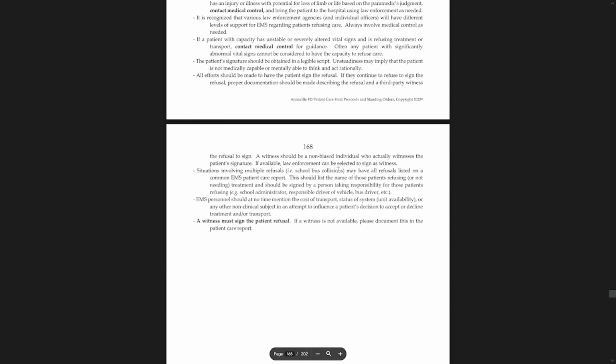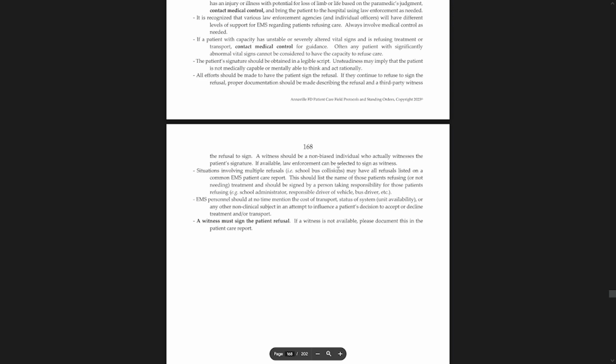All efforts should be made to have the patient sign the refusal form. If they continue to refuse to sign the refusal form, properly document the patient and describe what happened. Also try to get a third-party witness. A witness should be non-biased individuals who actually witness the patient's signature. If available, law enforcement can be selected to sign as a witness.